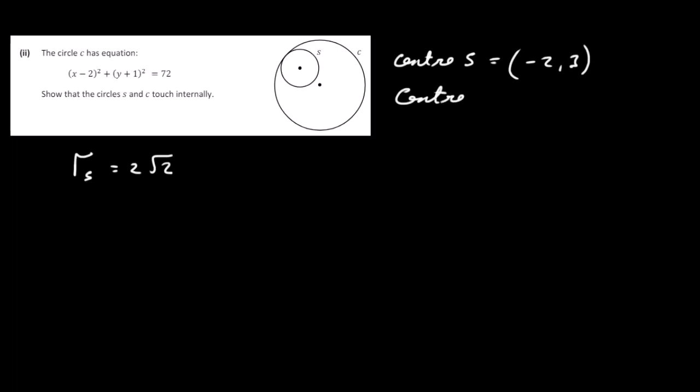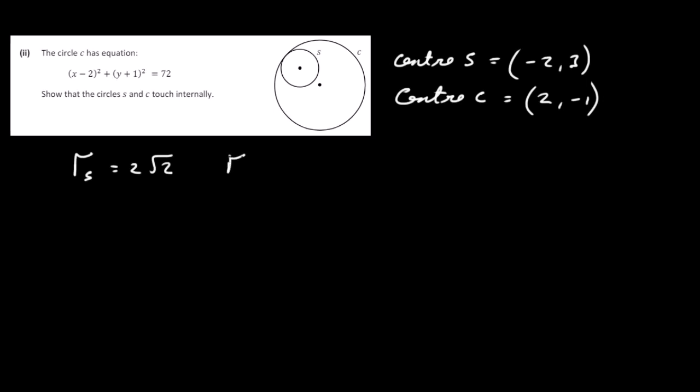So we've already found one. The radius of S is 2 root 2. We just got to find the radius of C. So the center of C is, I'll just write down the centers as well actually. Center of S is minus 2, 3. And the center of C is 2, minus 1. So you've got to find the distance between those two centers anyway.